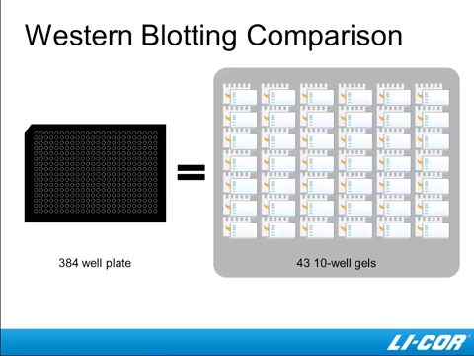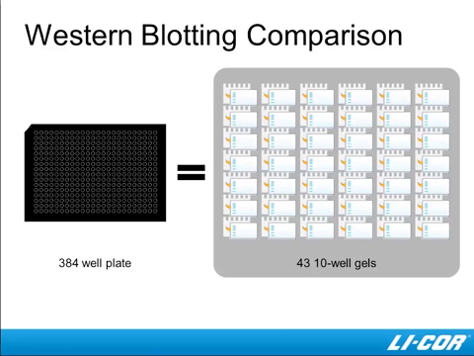We're also going to save time in just the amount of data we get. So if we did an In-Cell Western plate and we used a 384 well plate, that's 384 different data points we can get at once. If we tried to get that same amount of data using traditional Western blots, we would have to run roughly 43 10-well gels. So we're not only going to save time in cutting out steps in the protocol, but we're going to save time in how much work we have to do to get this data.